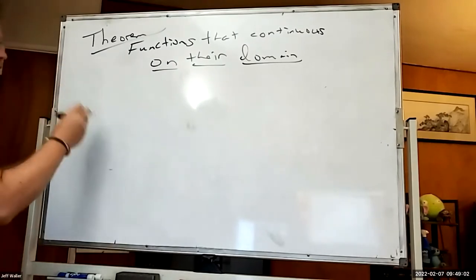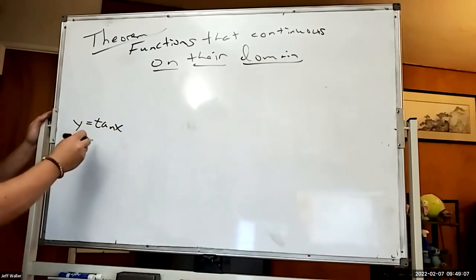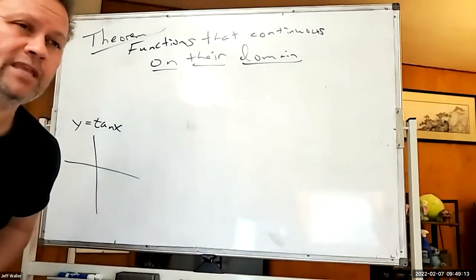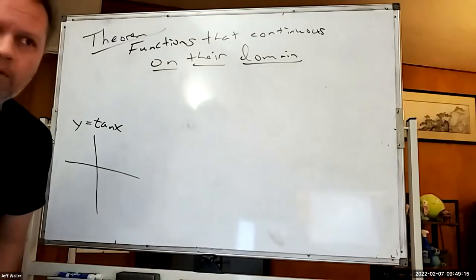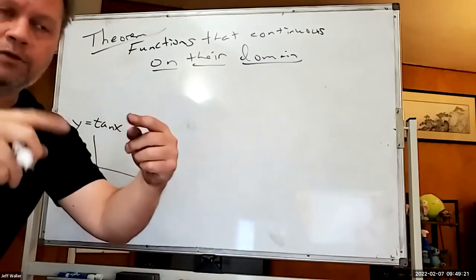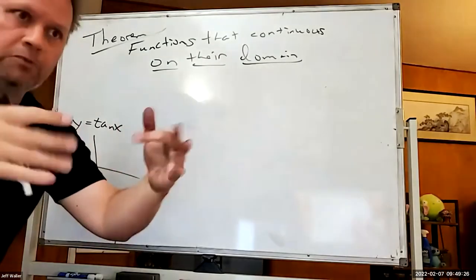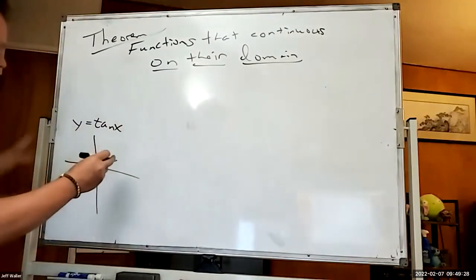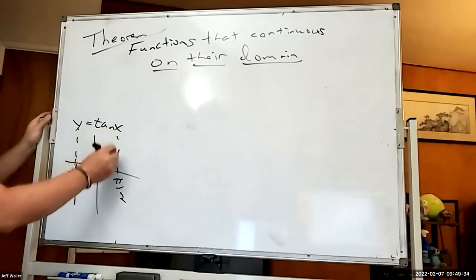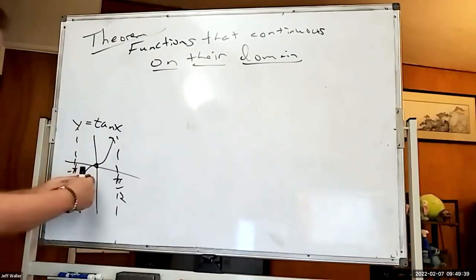So real quick, what about tangent? Is tangent continuous everywhere? Does anyone remember anything about tangent graphically? Doesn't it go asymptotic at pi halves? Yes, because tangent is sine over cosine. Cosine of pi over 2 is 0. So tangent can't handle any half multiples of pi, right? So at pi over 2 and negative pi over 2, they're asymptotes. And then of course it just repeats forever, right?